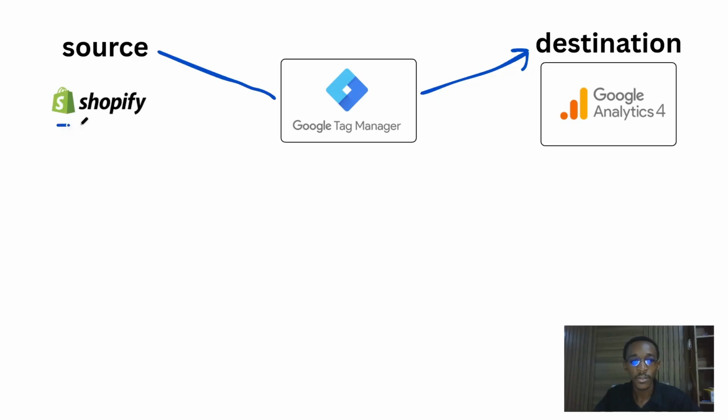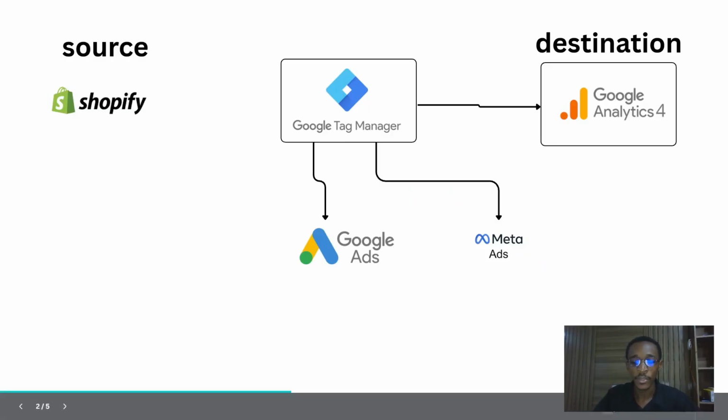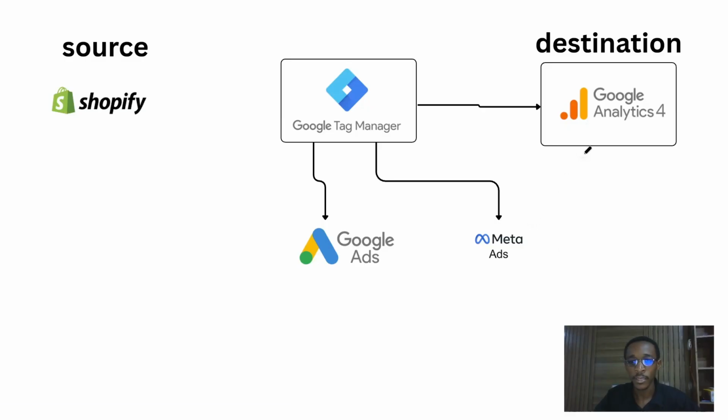In this case, our source is going to be a Shopify store, and where we are planning on sending the data to is Google Analytics. So note that you can also send data from Google Tag Manager to other destinations like Google Ads and Meta Ads. And each of these destinations have their own different reasons for sending data to them. For example, Google Analytics is mainly for user journey analysis and user behavior analysis, while Google Ads and Meta Ads has to do with marketing and advertisement data.